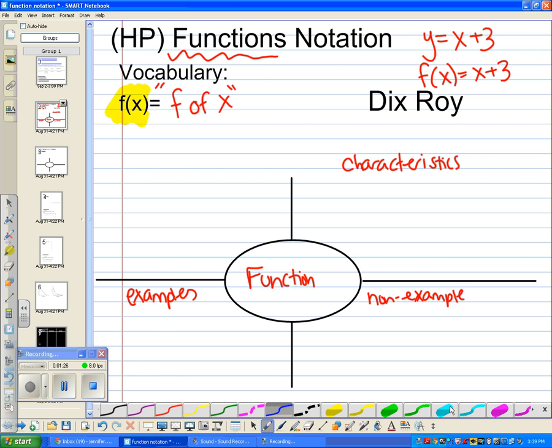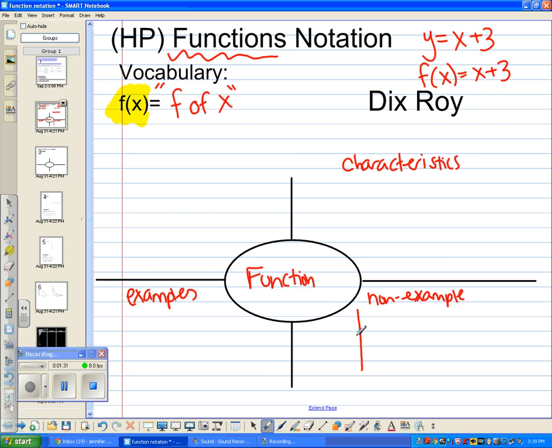So here are some examples. Let's say I have a graph. I'm going to show you some graphs. Okay, this circle or oval, if you will, that is not a function. Something else that's not a function, things like this, is not a function.